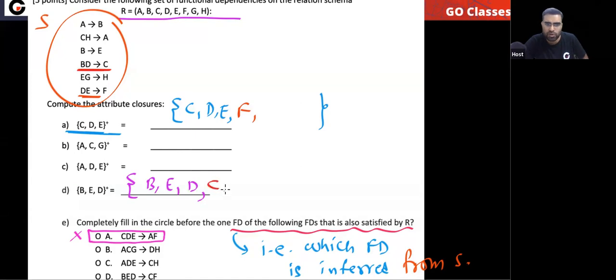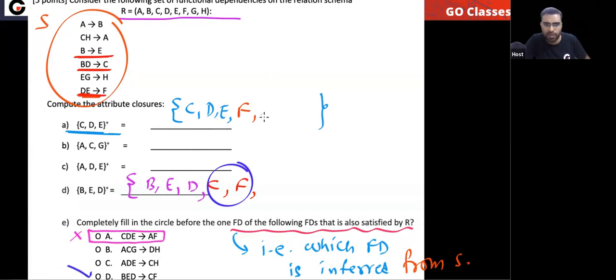BD will give you C also. Now BEDC. B can give you E also. D can give you F also, so you got F. Now you can stop. Actually, you can stop here and say that yes, this option is correct.